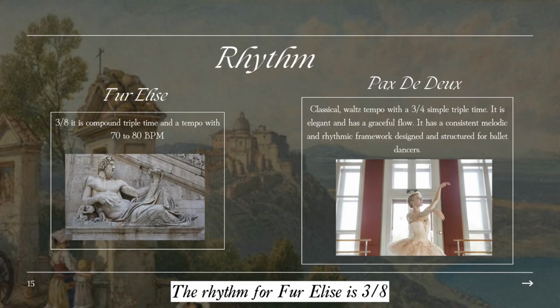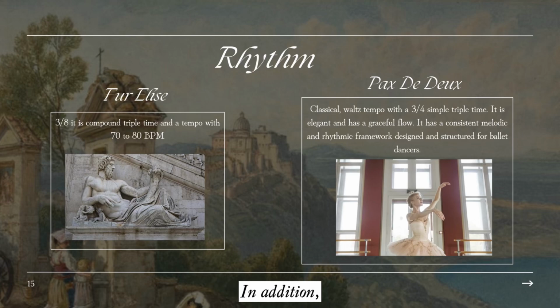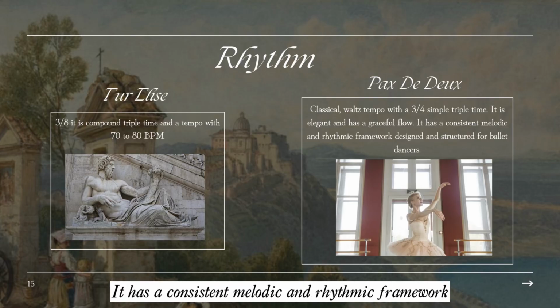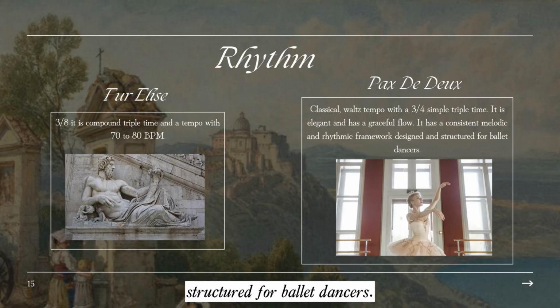The rhythm for Für Elise is 3/8. It is compound triple time. In addition, the Pas de Deux rhythm is classical with a waltz tempo, 3/4 simple triple time. It has a graceful flow. It has a consistent melodic and rhythmic framework structured for ballet dancers.